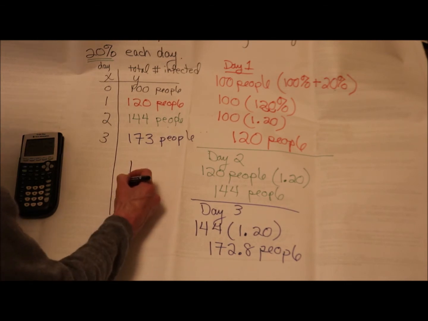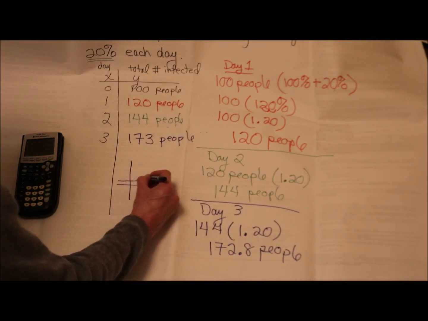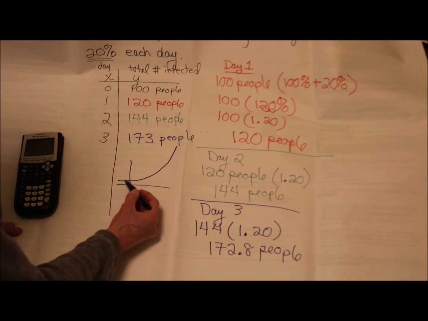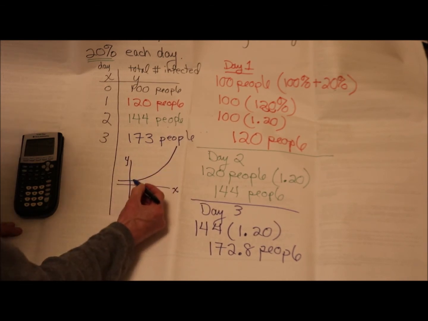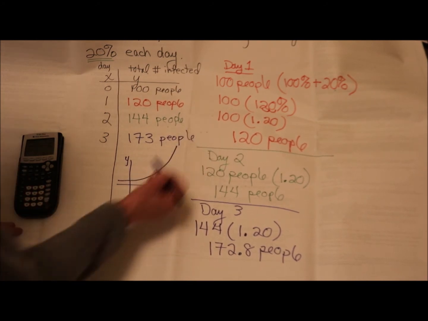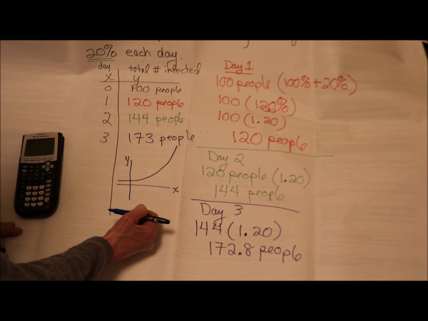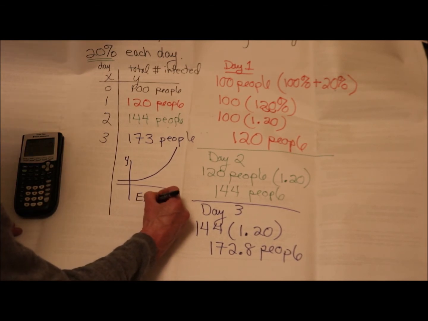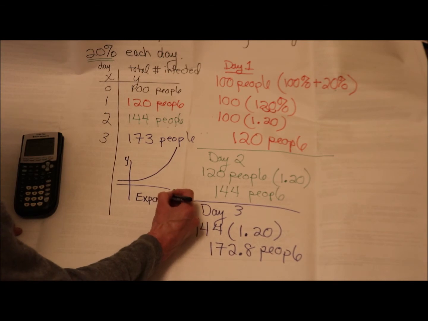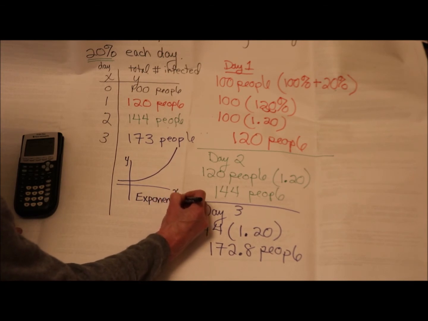And that's why exponential growth looks like this. Because as the days go by, more and more people get infected with every day. This is what exponential growth is all about.